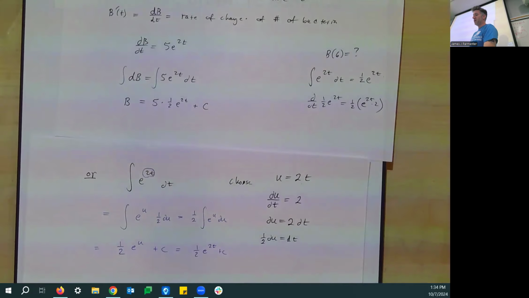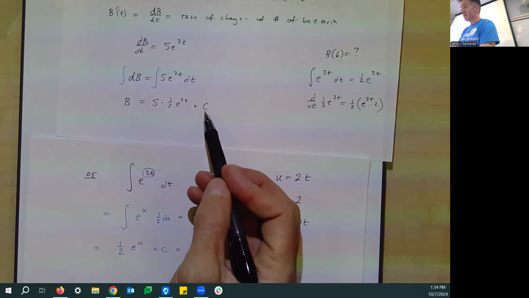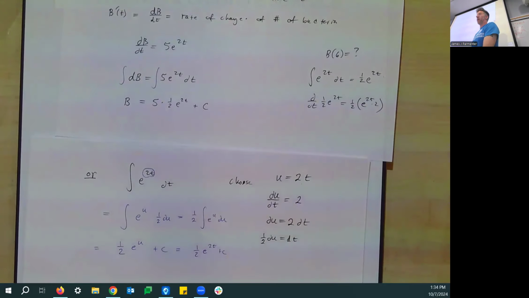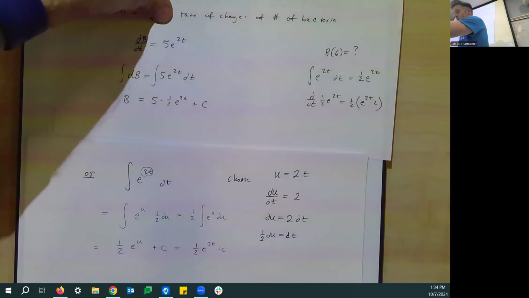Okay, we're not quite done yet. We still have a couple things to do. So then we're going to still find out what the constant is. And then after we find out the constant, then we're going to plug in t equals 6 to find out the answer to the question, how many bacteria are there 6 hours later? So not too bad.